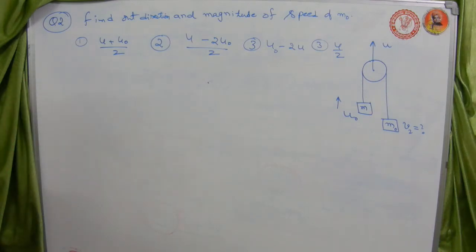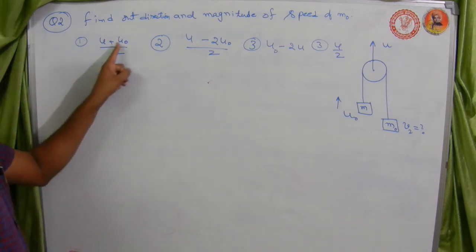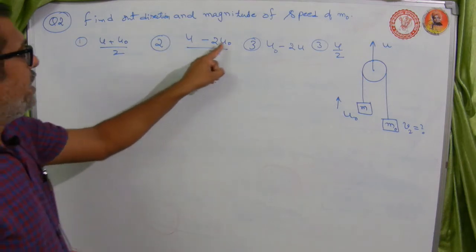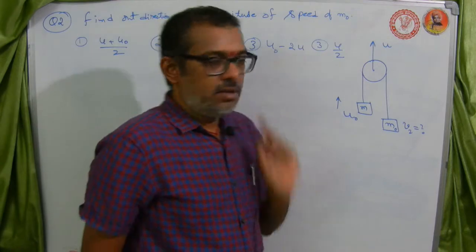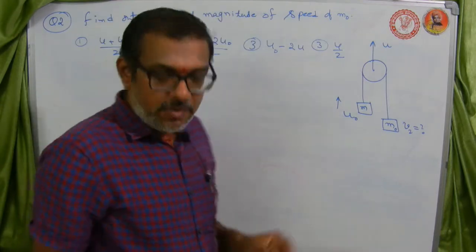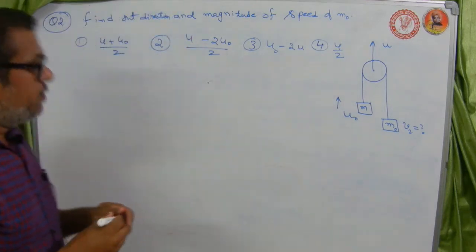Find out the direction and magnitude of the speed of mass m0 in the given problem. The first option is u plus u0 by 2, then u minus 2u0 by 2, u minus 2u, and u by 2. We have a total of 4 options given in the problem. Let us see them one by one.